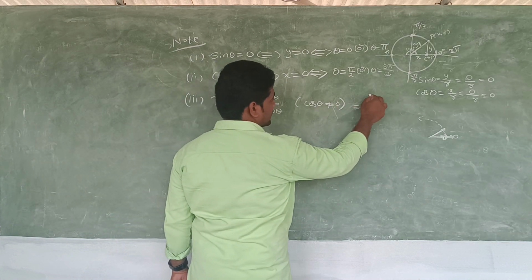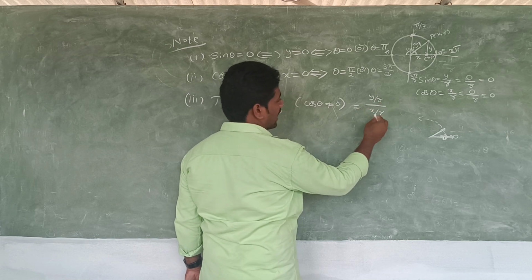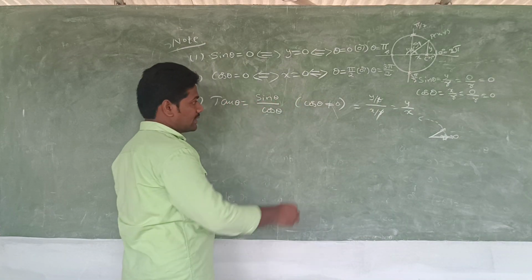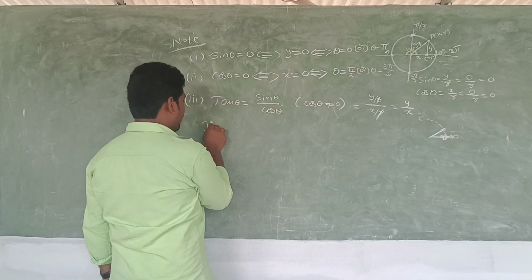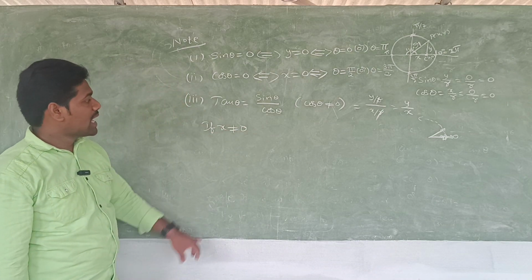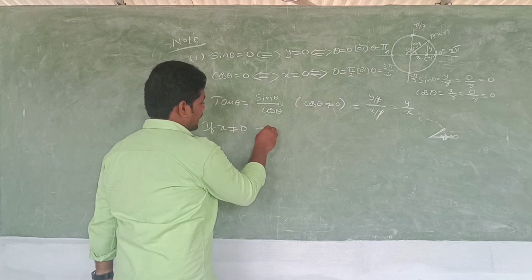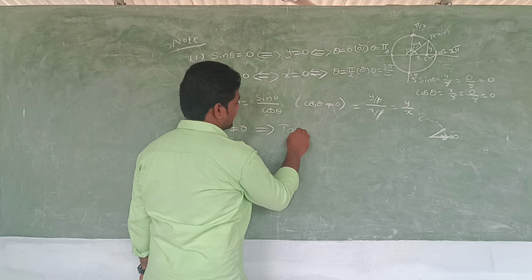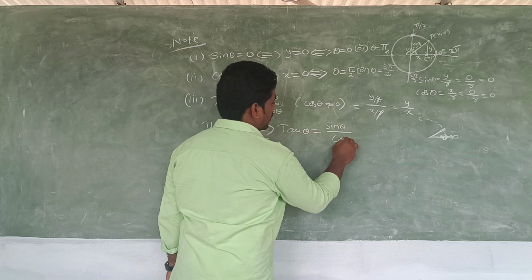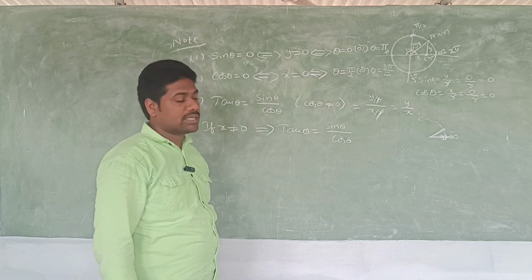Now suppose sin theta is nothing but y by r, and cos theta is x by r. The r cancels, and finally this is equal to y by x. That means if x is not equal to 0, that is, when the value of x cannot be 0, then tan theta is equal to sin theta by cos theta.